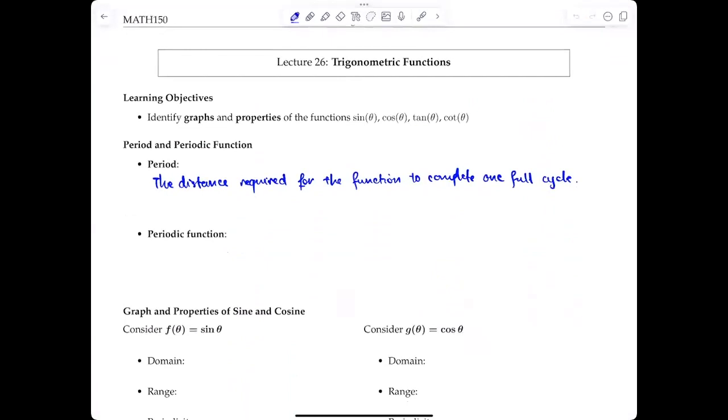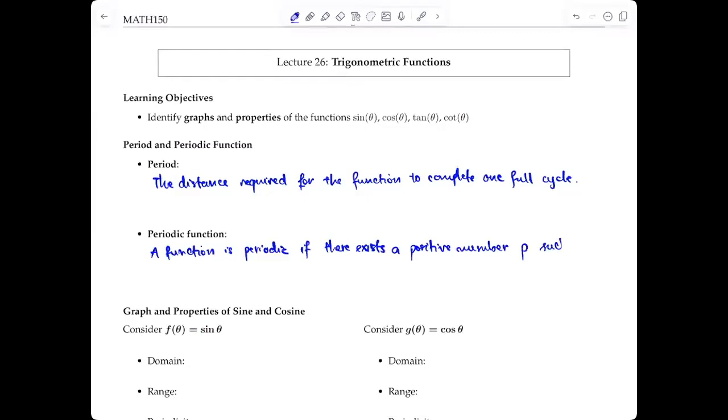Now, periodic function. A function is periodic if there exists a positive number, I call that P, such that f of theta plus P equals f of theta for all theta in the domain.